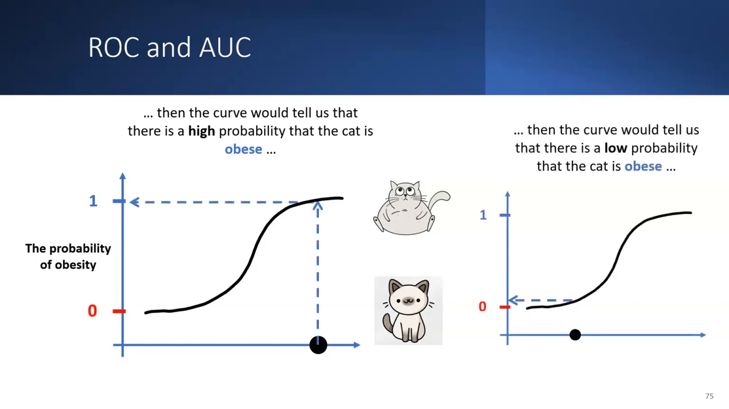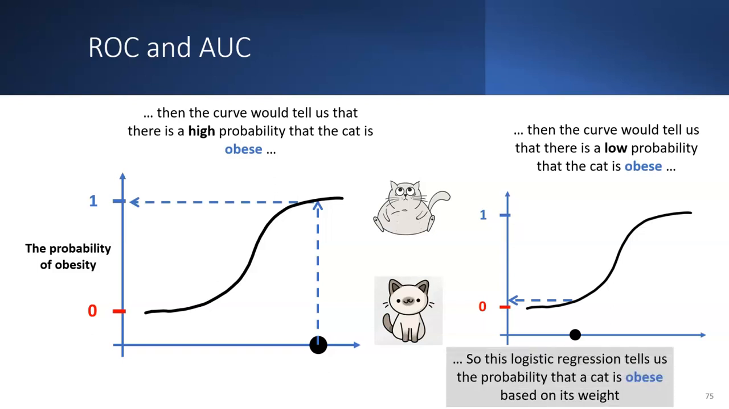Now you can see over here, the curve would tell us that there is a low probability that the cat is obese. So what do you think about this one? Where is the exact point and where are the ROC and AUC? The logistic regression tells us the probability that a cat is obese based on the weight. I hope you got the point. So see you in the third part.